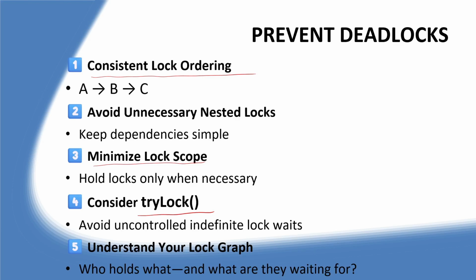Which lock does each thread currently hold? Which lock is it trying to acquire next? If those dependencies can form a cycle, you may have a deadlock risk. So always ask these questions before implementing these locks.